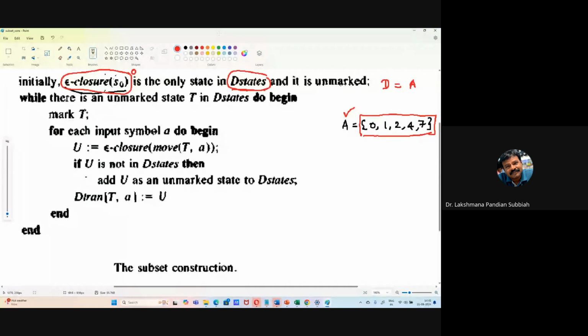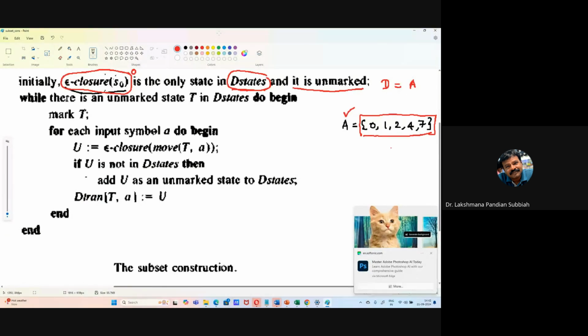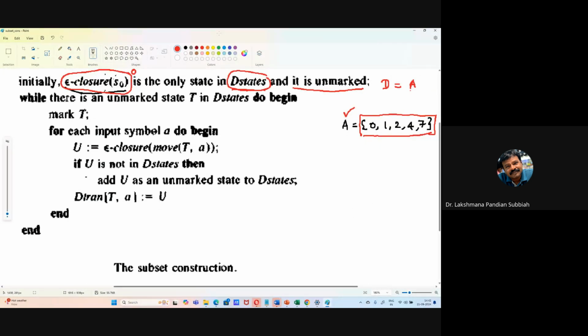Now it is unmarked. Unmarked means you have not made a tick, so it is not yet processed. What we have to do is, from state A, find the transition by input symbol A, then from state A find the transition for input symbol B. Then you consider these as sets, and from those you find the epsilon closure and so on. So how do we do that?